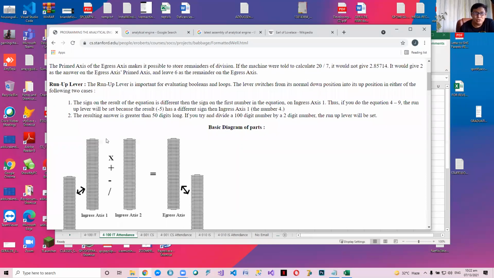Which can store values. It's like the modern register. Ingress axis 1 and ingress axis 2. The output, they don't have a monitor, so it stores in a wheel. The two inputs are stored in a wheel. The output is stored in a wheel.